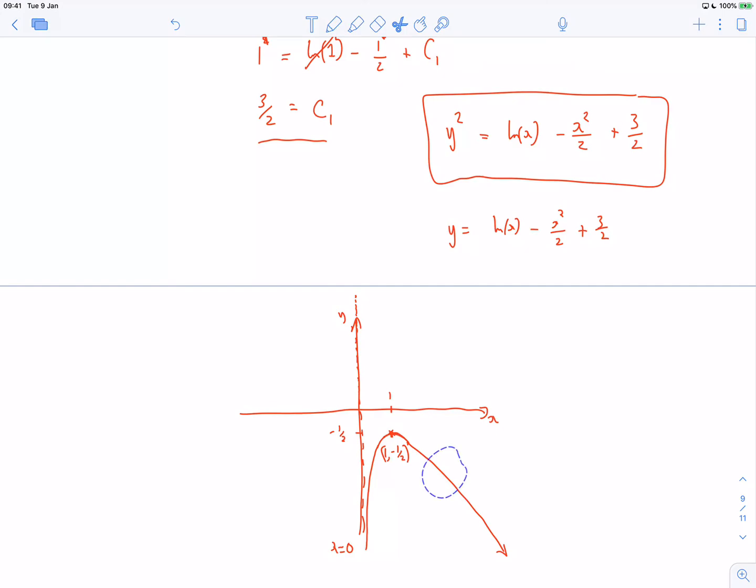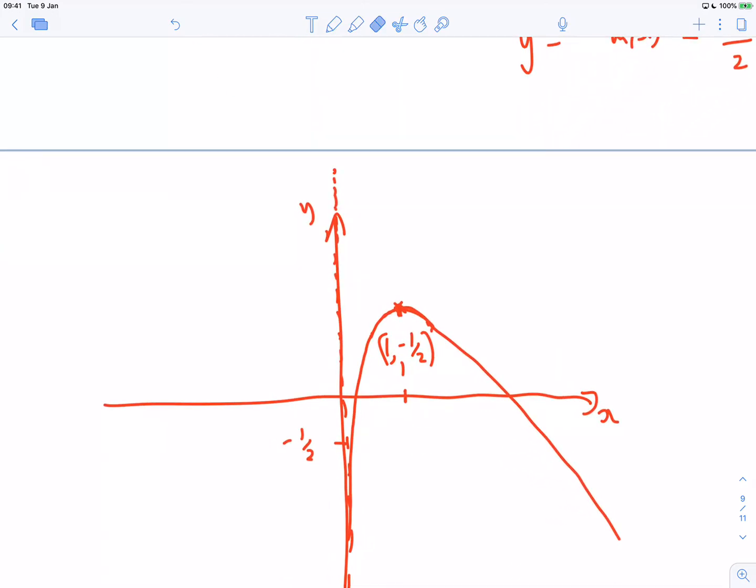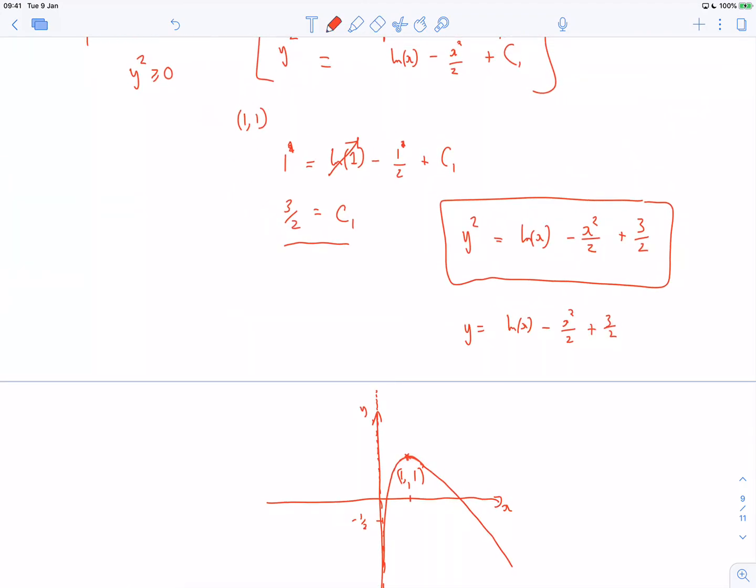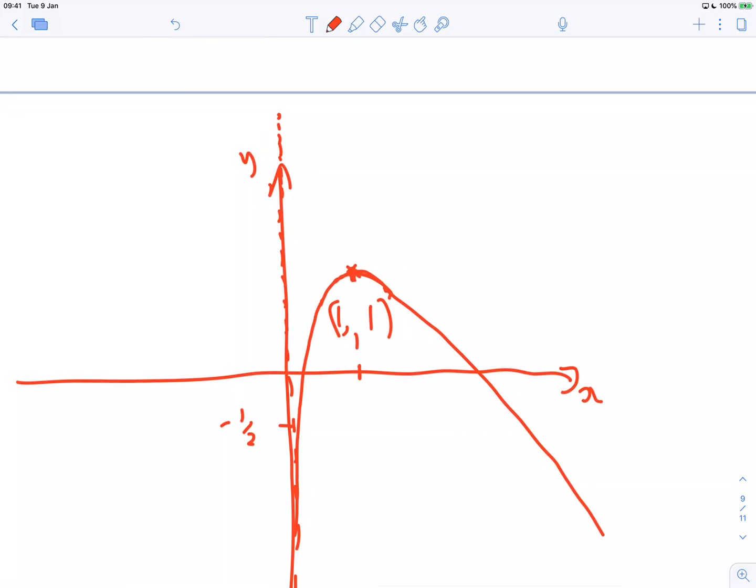So what's that going to look like? It's going to take this thing and move it up 3 halves. So minus a half plus 3 halves is going to be a 1. So it's going to be up here like that. And now this maximum is now at 1, 1. Right. Okay, what does it mean to say y squared equals something? Well, that means y is going to be the square root of stuff, so we just square root the y value. The square root of this 1 is just 1 and minus 1. So there must be a similar thing down here at 1, minus 1.